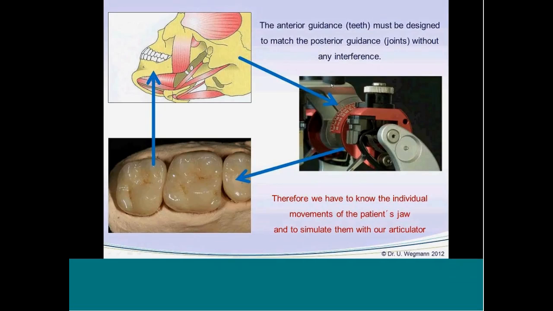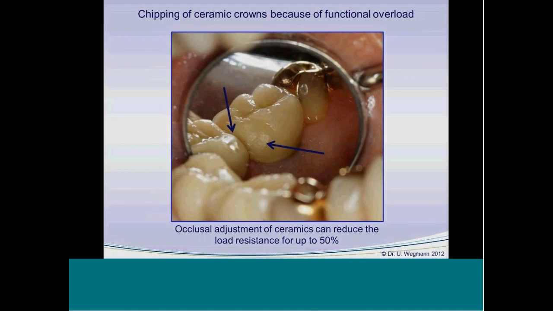Therefore, we have to have a lot of individual information about the patient, and that's what you can see here. We have to know the individual movements, the individual function of the patient's jaw, and that we have to simulate with our articulator. It makes no difference whether this articulator is a mechanical one or, nowadays, a virtual articulator on our PC. Okay, that's the task. And how can we do it? And why do we have to do it in a very precise way?